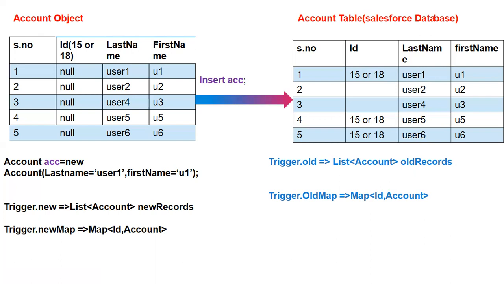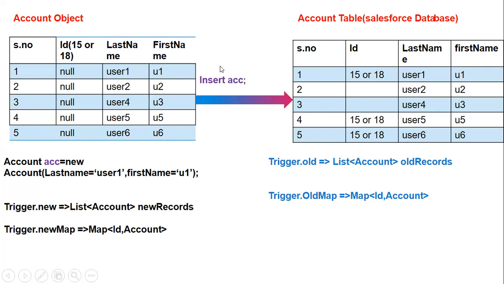So, got my point? Whenever I use DML operations like insertion or update, before that it has only last name and first name. After using the DML operation like insert or update, the Salesforce system itself creates the unique ID for identifying the Salesforce record, which is associated with the Salesforce data, that is user one and u1. This last name is associated with the Salesforce ID, which is used to identify the particular record. So up to now, everything is clear.